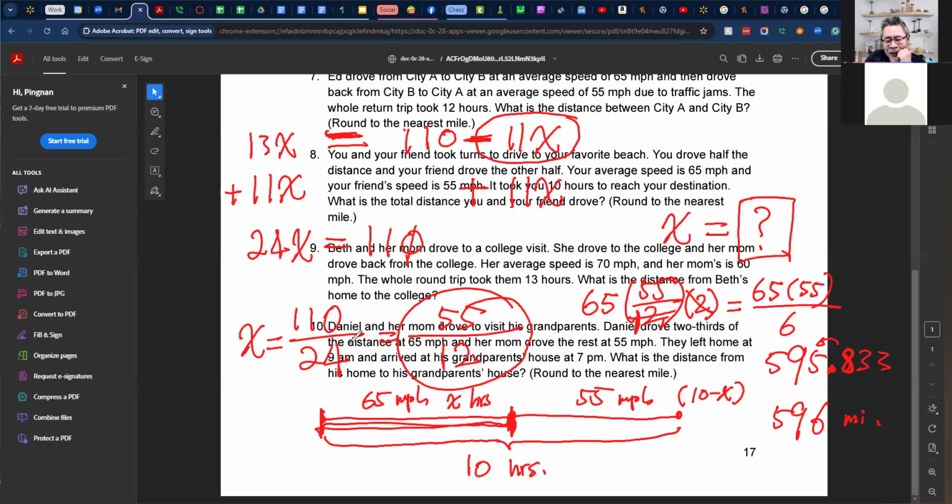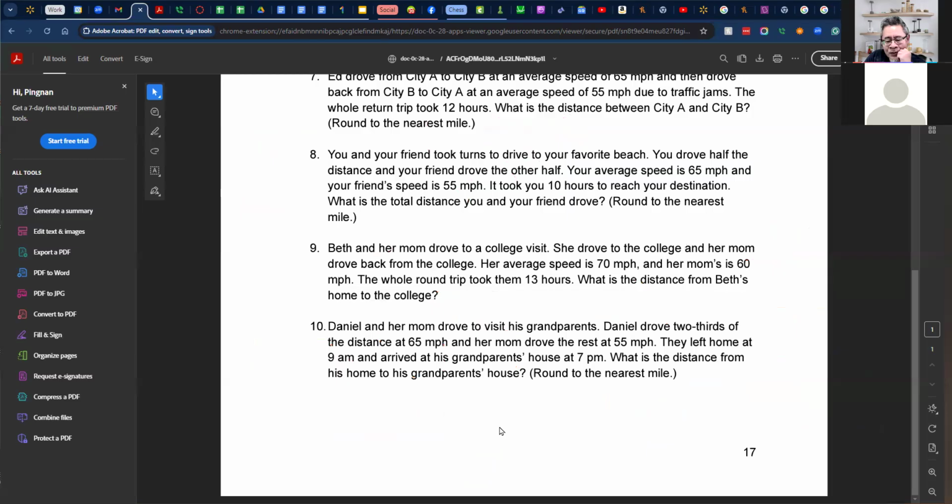Perfect. Okay, let's do number 9. Beth and her mom drove to a college visit. She drove to the college, and her mom drove back from the college. Her average speed is 70 miles per hour, and her mom's is 60 miles per hour. And the whole round trip took them 13 hours. So, what is the distance from Beth's home to the college?